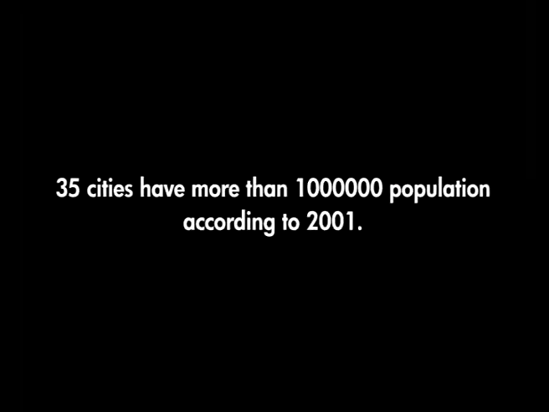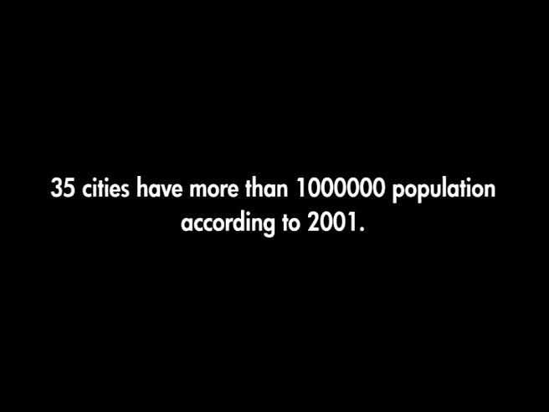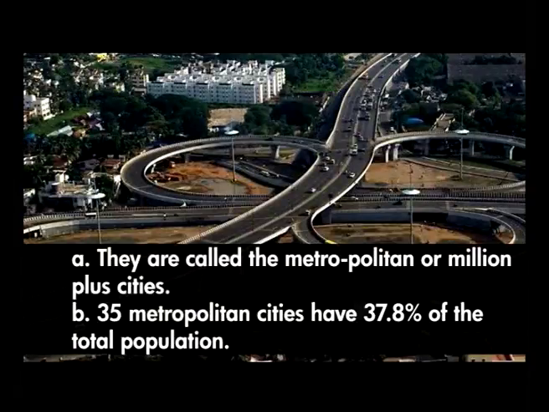According to the 2001 census, 35 cities have more than 1 crore population each. They are called the metropolitan or million-plus cities. These 35 metropolitan cities alone account for 37.8% of the total urban population. If this trend continues, India will have more than 50 metropolitan cities at the time of 2011 and will have half of the urban population of the country.